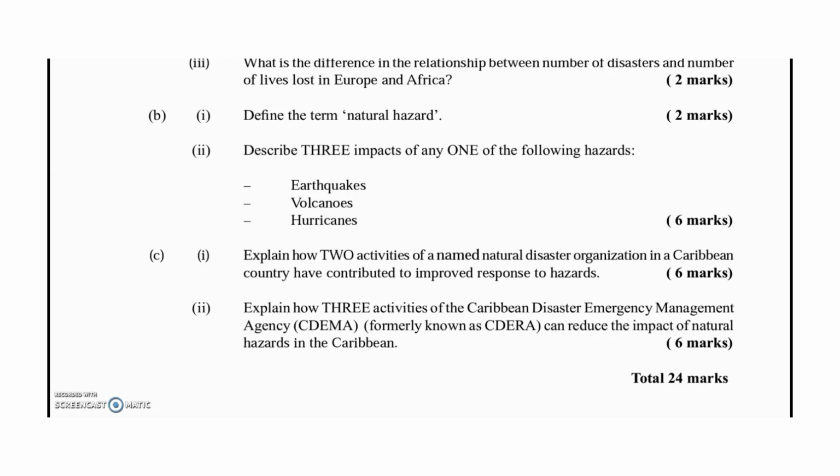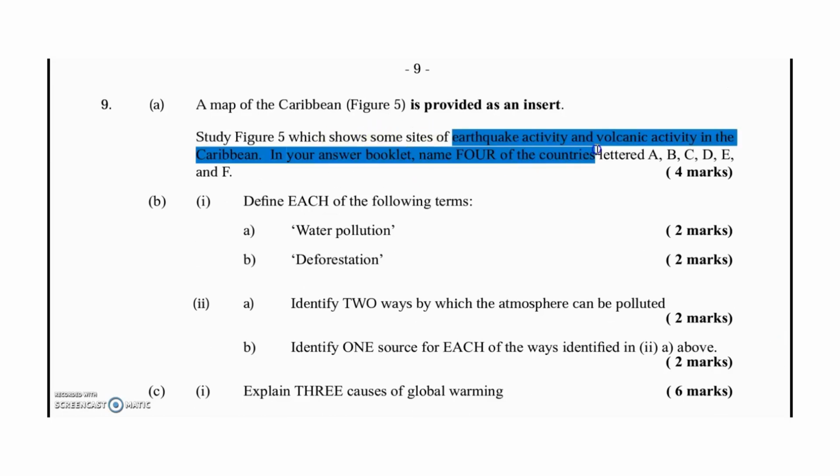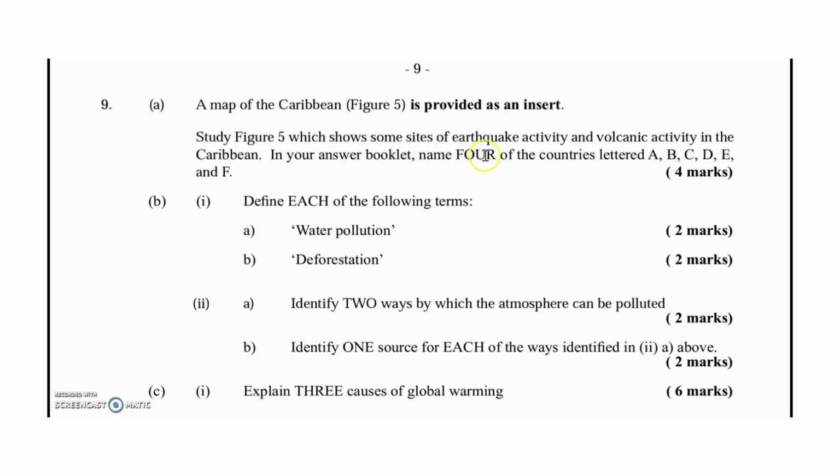All right, and it also acts as a point of dissemination of vital information, especially to those particular countries which may in fact potentially be affected by any given natural disaster in a particular region. Okay. All right, let's go through quickly. On the map of the Caribbean, we simply have to show some sites of earthquake activity and volcanic activity in the Caribbean. Name 4 countries, lettered A, B, C, D, and E, from the particular map itself. Let's go through quickly.